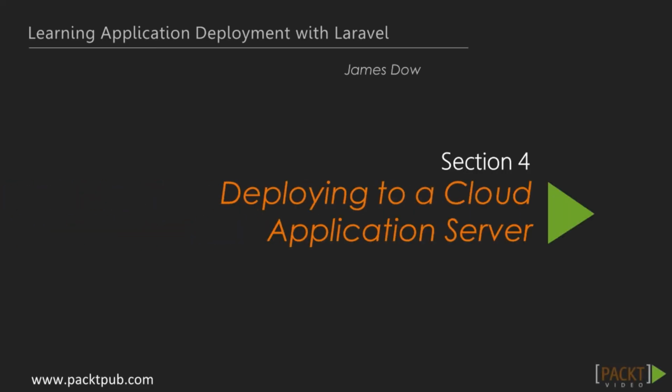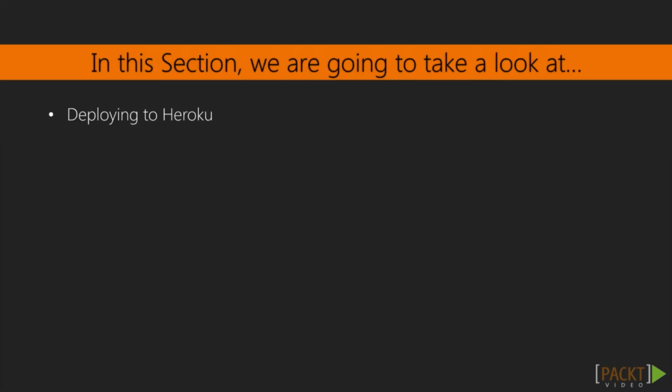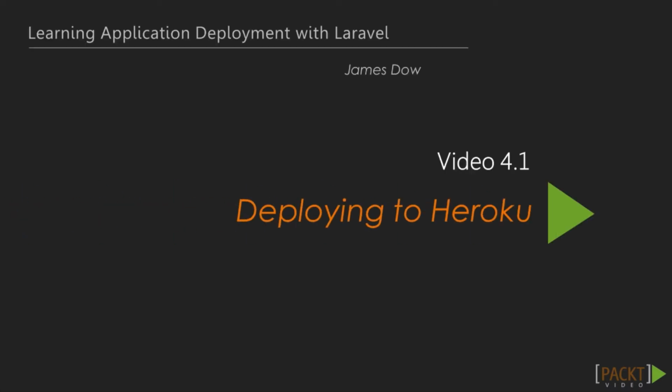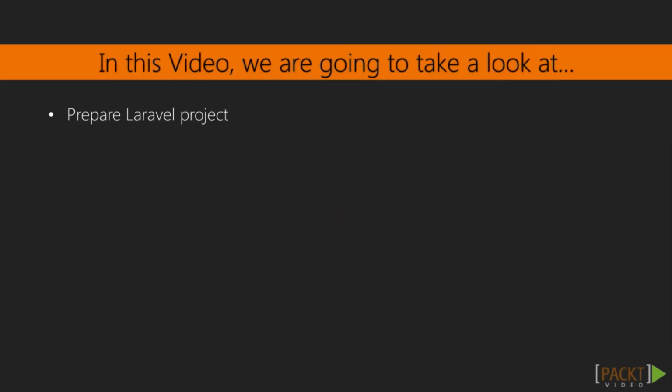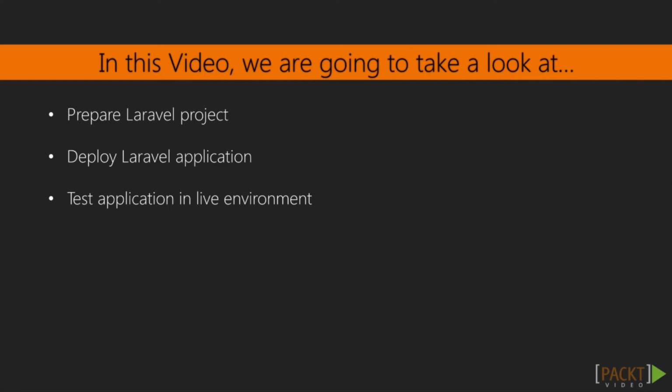Welcome to deploying to a cloud application server. In the previous section, we talked about some of the more traditional methods of deploying an application to a web server. In this section, you'll learn how to deploy your Laravel application on 2 different cloud hosting platforms, Heroku and Bluemix. This first video, we'll be covering deploying to Heroku. We'll cover everything you need to do to prepare your Laravel application, teach you how to deploy it, and then we'll go back and test to make sure it's running properly on the cloud platform.